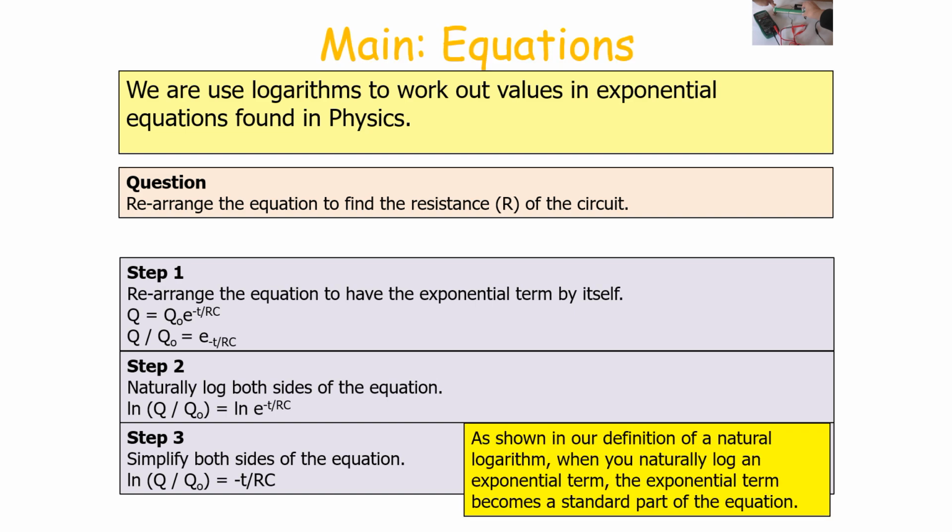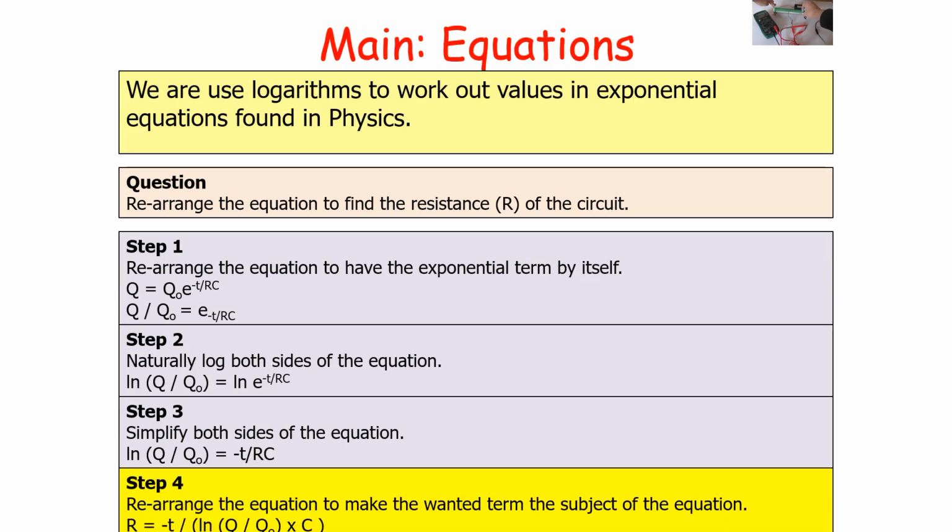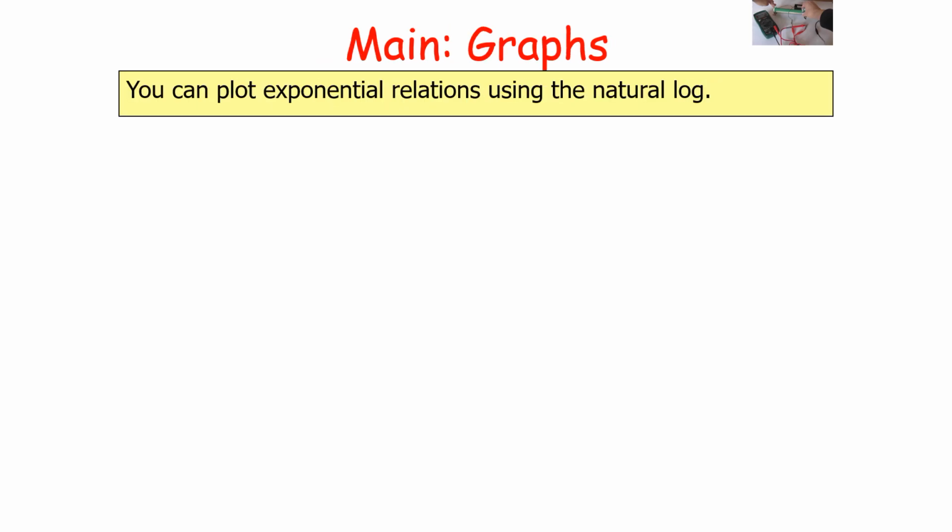This occurs because in our definition of a natural logarithm, when you naturally log an exponential term, the exponential term becomes a standard part of the equation. We would then rearrange the equation to make the wanted term the subject of the equation, in this case r. Now we can plot exponential equations using the natural log.